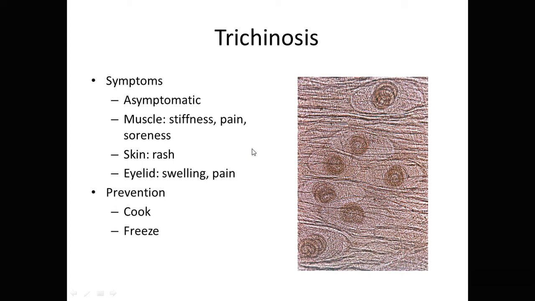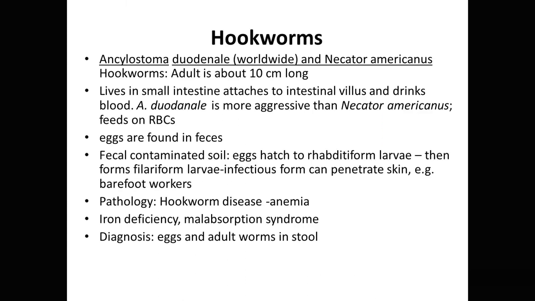And Trichinella spiralis can cause muscle stiffness, pain, soreness, skin rash, swelling of the eyelids, and pain. Many infections can be asymptomatic, and it can be prevented by proper cooking of the meat, or freezing can also kill the parasites.